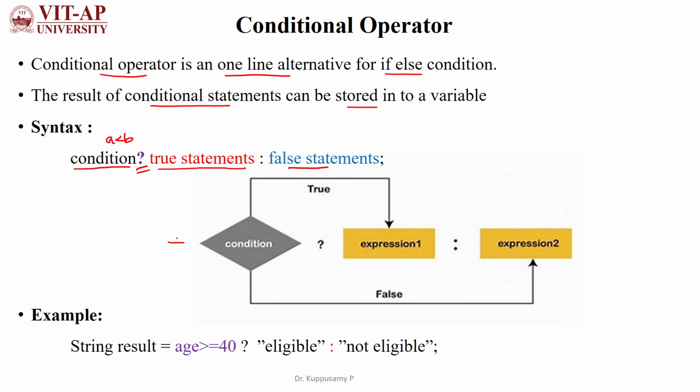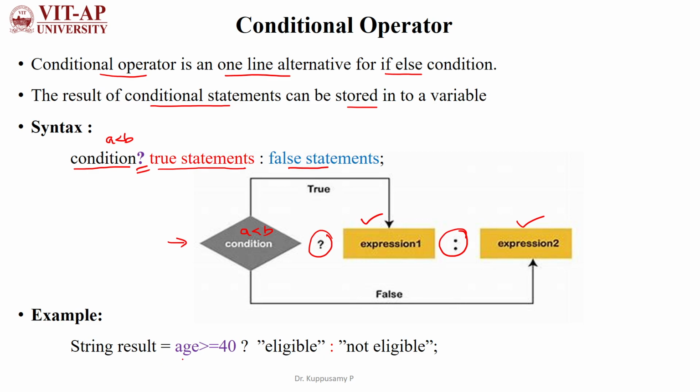The flow chart is given here. The condition to be written is a less than b. If it is true, the expression here will execute. If it is false, the expression available in the false block will execute. Here the colon is important, right? The question symbol and colon must be given in the statement.